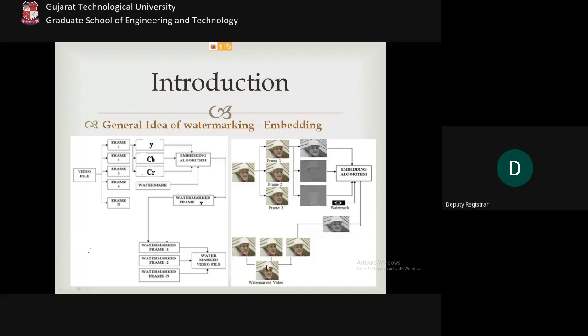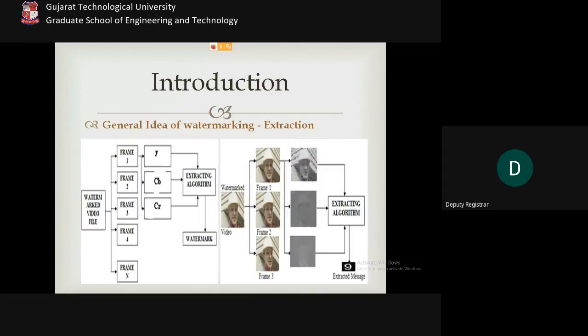You need to take care while writing the algorithm that the difference in quality between these two video files, original and watermarked, remains as low as possible. That means the value of PSNR is as high as possible, and the value of MSE is as low as possible. So this is the general idea of how we can use the embedding algorithm.